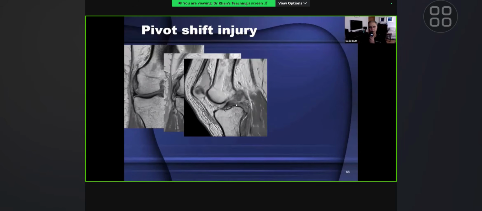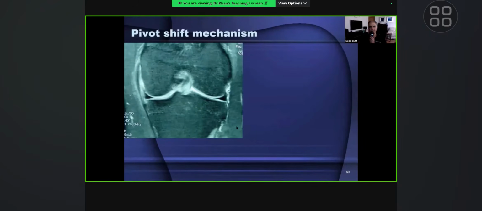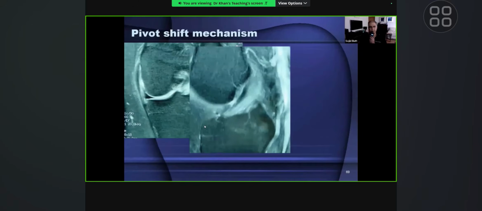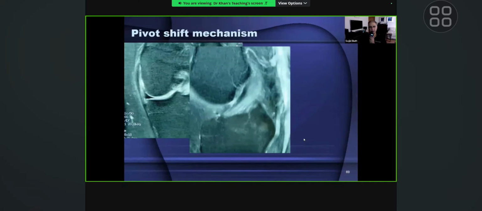With a tear of the anterior cruciate ligament, you get characteristic bone bruising, which is present on the lateral femoral and tibial condyles. And you get some edema of the medial femoral condyle also. Another example of the full thickness rupture of ACL. Notice the bright signal intensity present and bone bruising on the lateral side of the tibiofemoral articulation.